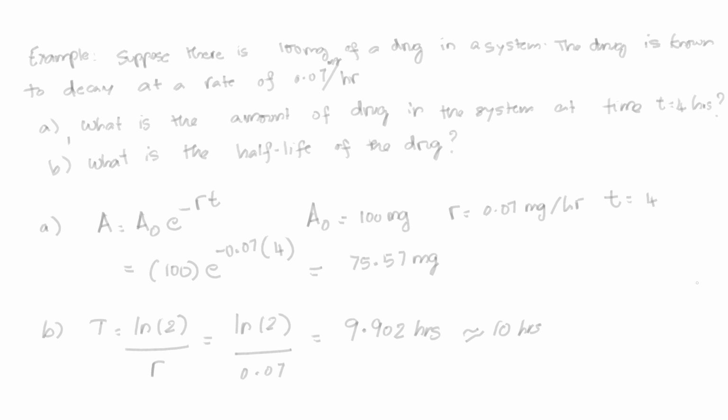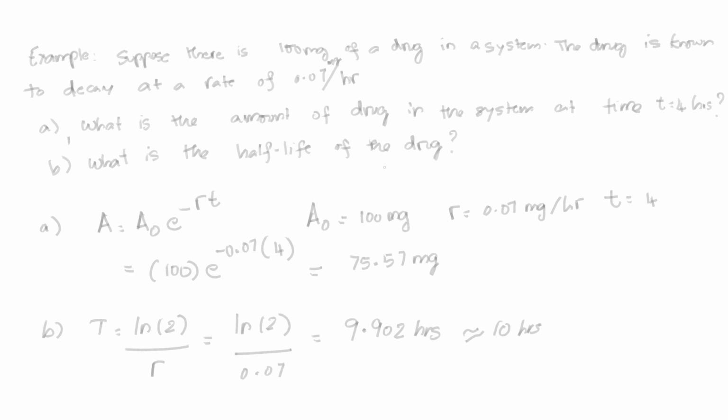This example is on a half-life model. Suppose you start with 100 milligrams of drug in the system, and the drug decays at a rate of 0.07 milligrams per hour. What is the amount of the drug in the system at time t equals 4 hours, and what is the half-life of the drug?